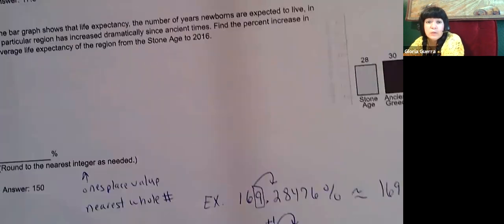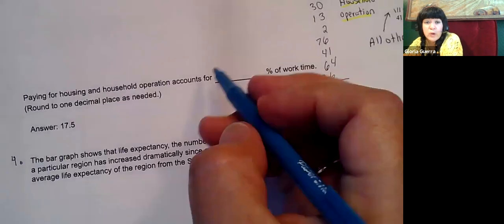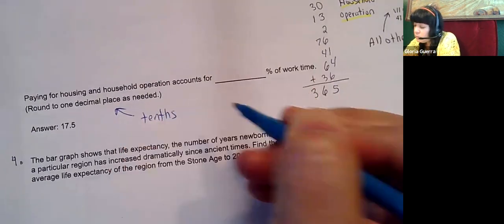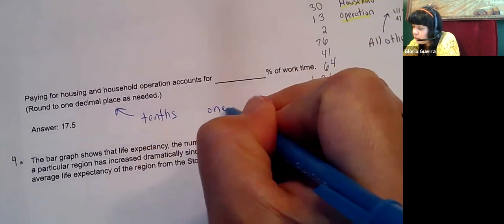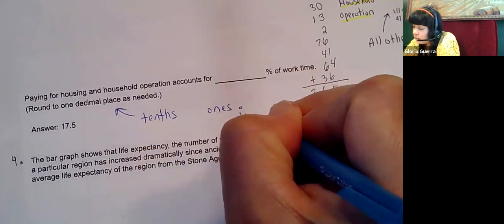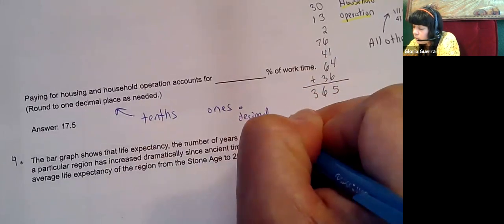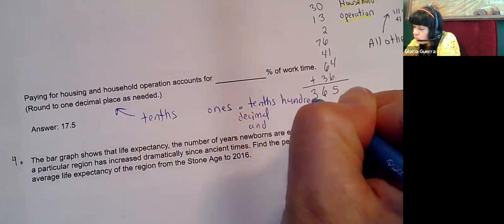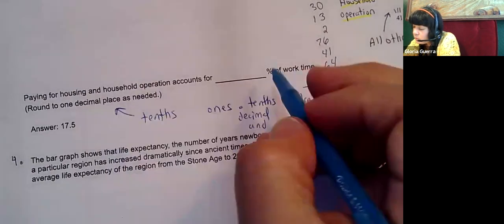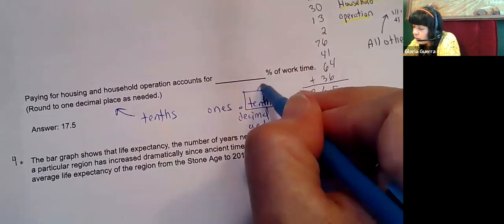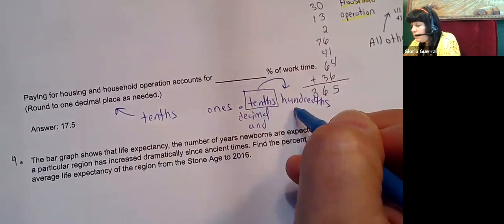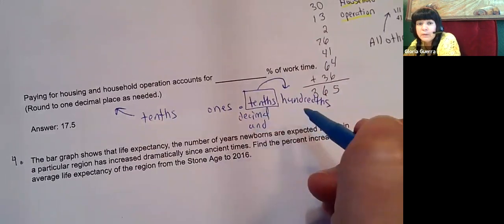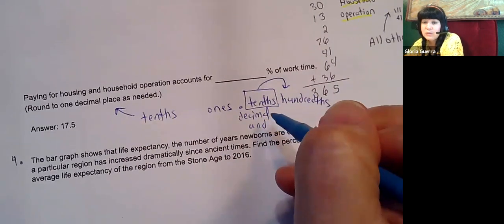Whereas on the previous one, over here, they said round to 1 decimal place. That's the tenths place. So you have the ones place, and then you have your decimal, and then you have tenths, then you have hundredths. So they wanted 1 decimal place, which is the tenths. Then you look at the number to the right, its neighbor. Is it 5 or more? If it is, you add 1 to this. If the neighbor is not 5 or more, then this number stays the same. Okay, that's 1 decimal place, that's the tenths place.